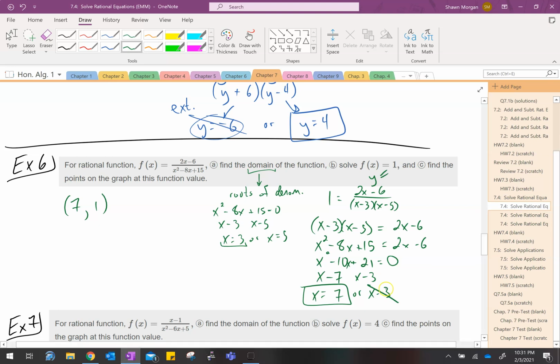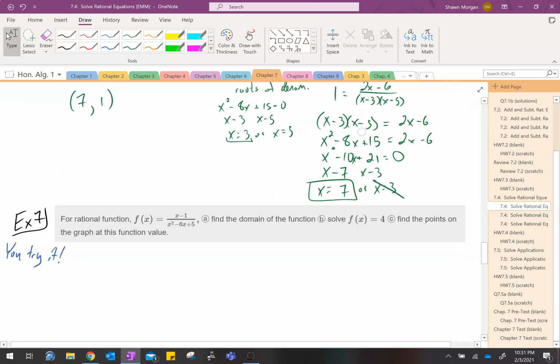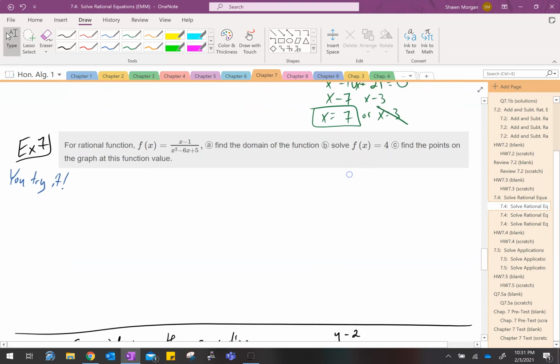The point 3, 1 would be a hole. So this would actually be a point, and then 3, 1 would be a little gap, a little hole right there, because the function is undefined at that point. But that's really a little bit more of an Algebra 2 kind of question.